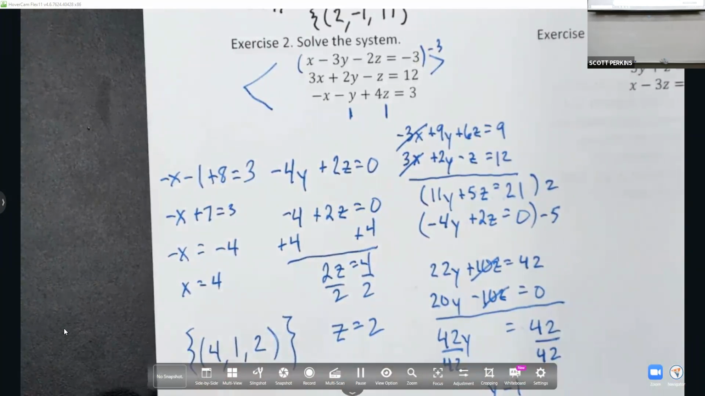I've got just one more example, so if you are struggling to solve these, please raise your hand and let me know. Let's get this out in the open.